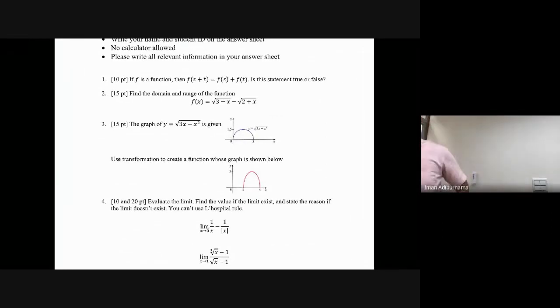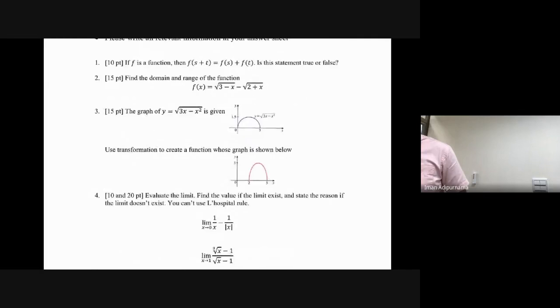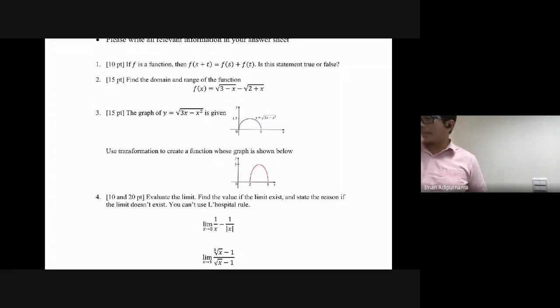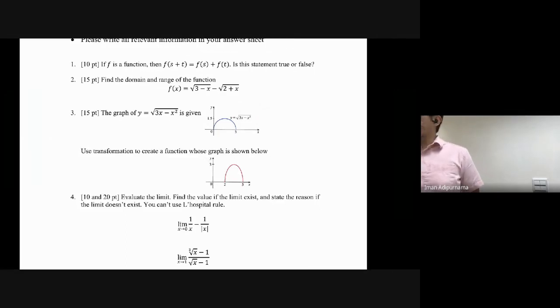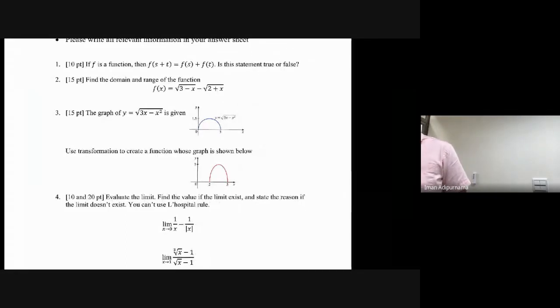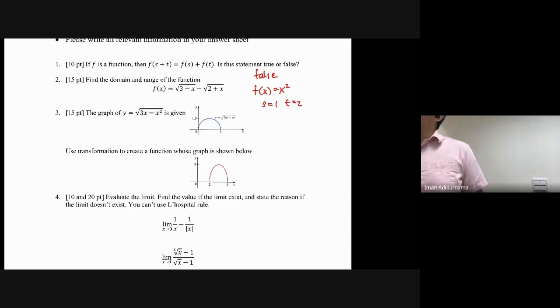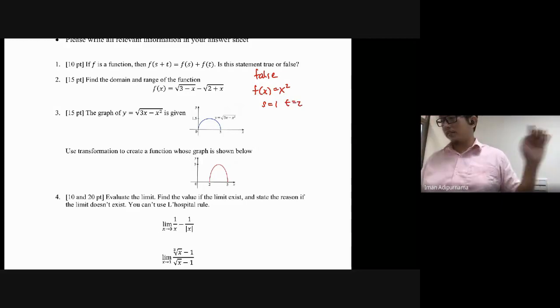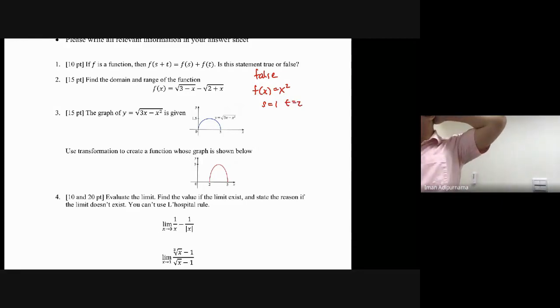Number one, if f is a function, then f(s plus t) is equal to f(s) plus f(t). True or false? False, right? Good. If you want to know why, you can check using an easy function. You can just use x or x squared, and then maybe s is 1, t is 2, and that will prove that it's not equal. That's also fine.